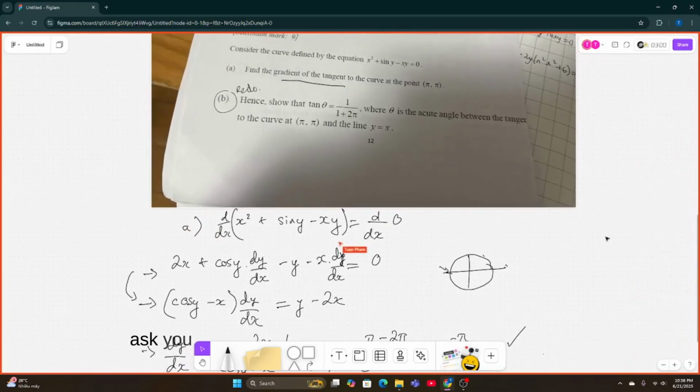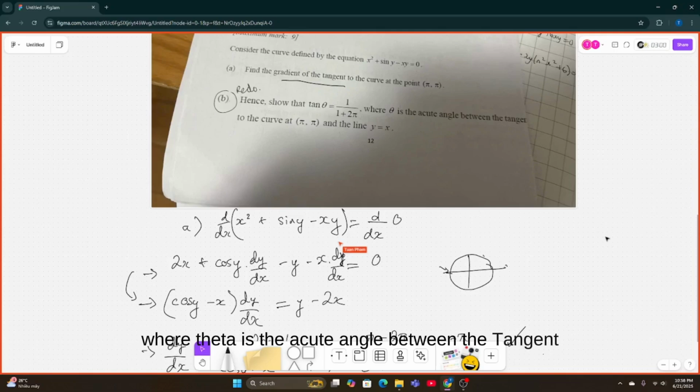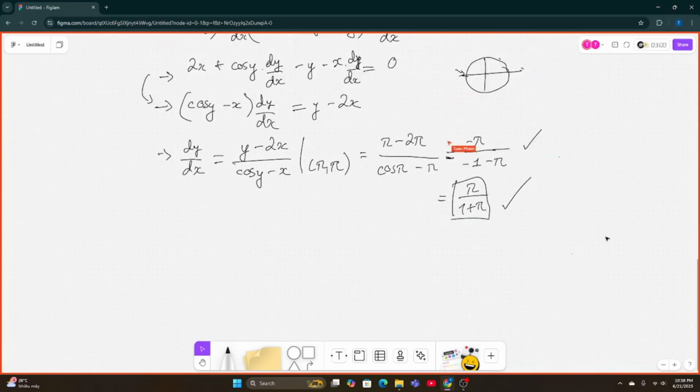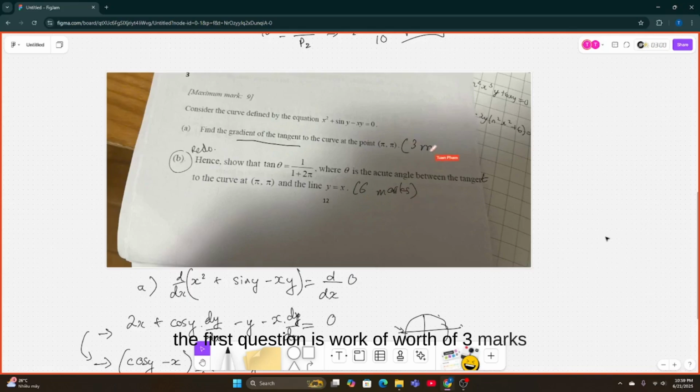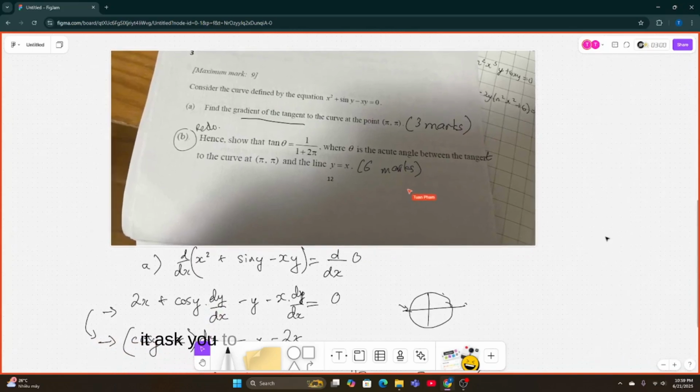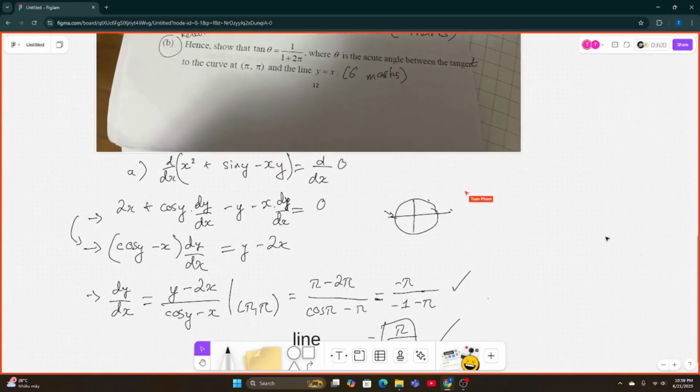Question B asks you to show that tangent theta equals 1 over 1 plus 2 pi, where theta is the acute angle between the tangent to the curve at pi and the line y equals x. So this question is worth 6 marks. The first question is worth 3 marks. So 6 marks, this question is very challenging. It asks you to find the angle between the tangent line and the line y equals x.